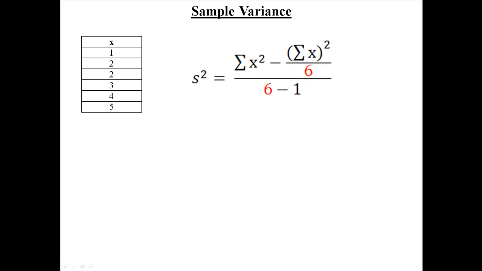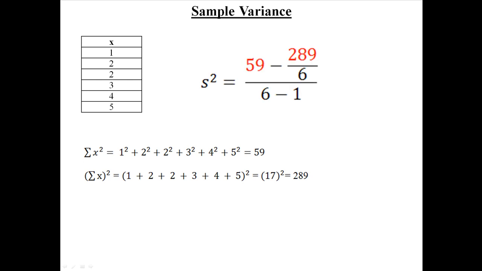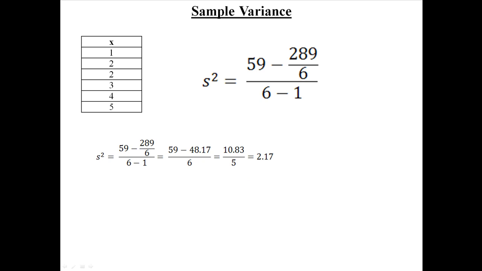Now we need to find the sum of all x squared and the square of the sum of all x. They're very similar and people often get them confused, so I have them here side by side to show you the distinction. In the first one, you square all the x's, then add them together. And in the second one, you add together all the x's, then square them. So we find 59 and 289, and I'm just going to put that into the equation. And now that it's there, it's pretty easy for us to solve for variance.